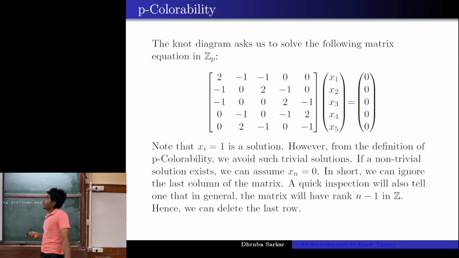Without loss of generality, because we are working in Z_p, we can assume x_n to be zero. That is, we can ignore the last column of the matrix. And in general, you can prove that this matrix has rank n minus 1 over Q. Hence, we can delete any of the rows also.